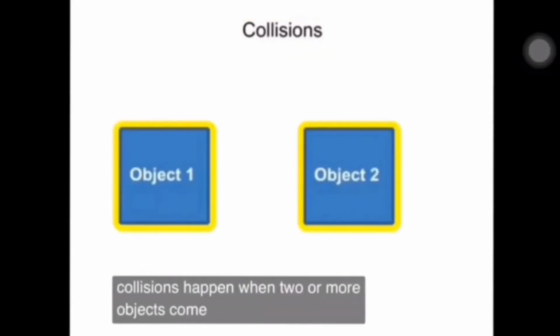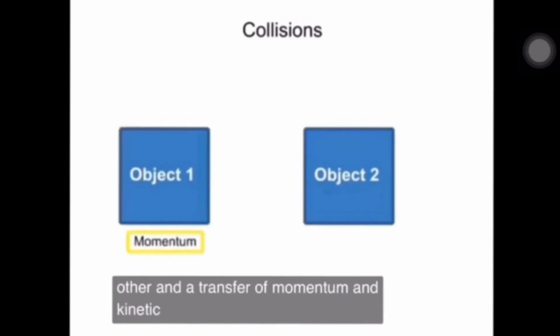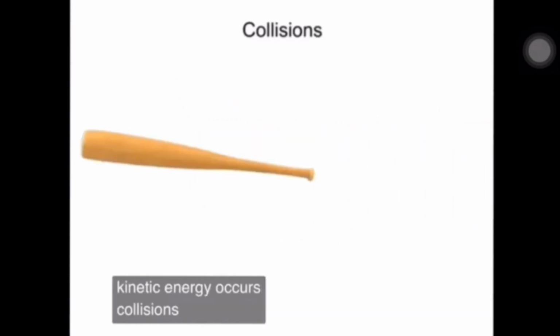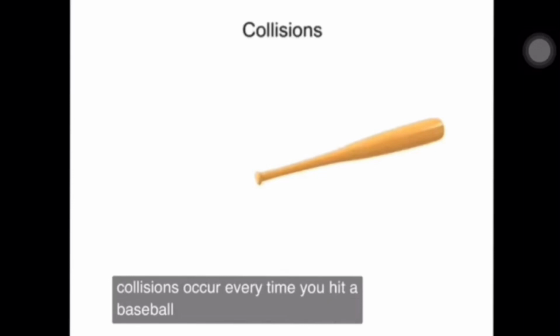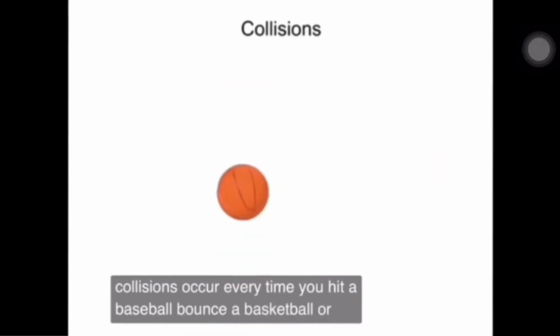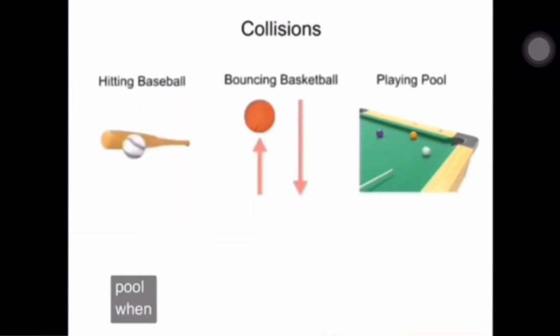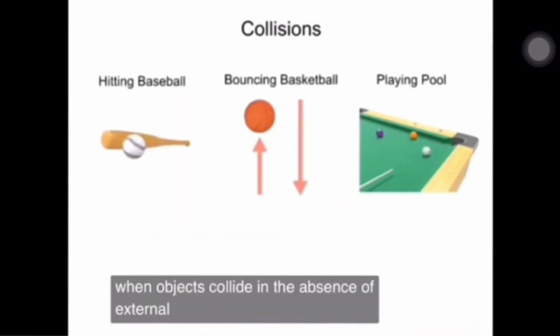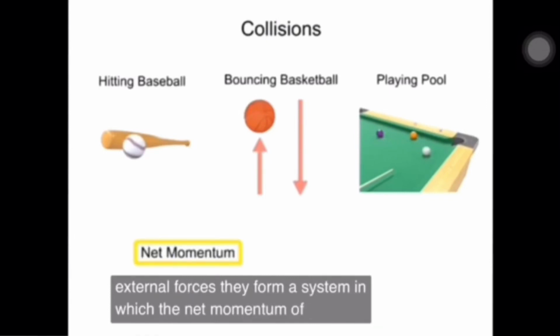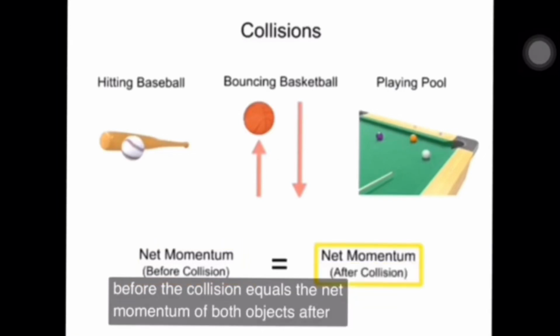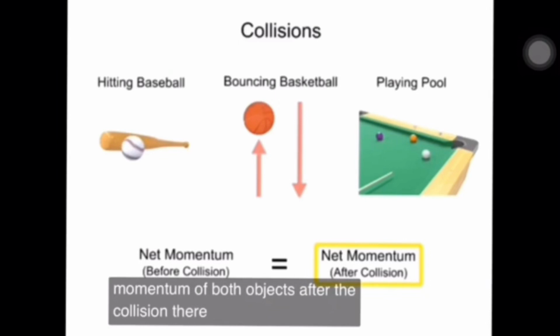Collision happens when two or more objects come into contact with each other and a transfer of momentum and kinetic energy occurs. Collisions occur every time you hit a basketball, bounce a basketball, or play pool. When objects collide in the absence of external forces, they form a system in which the net momentum of both objects before the collision equals the net momentum of both objects after the collision.